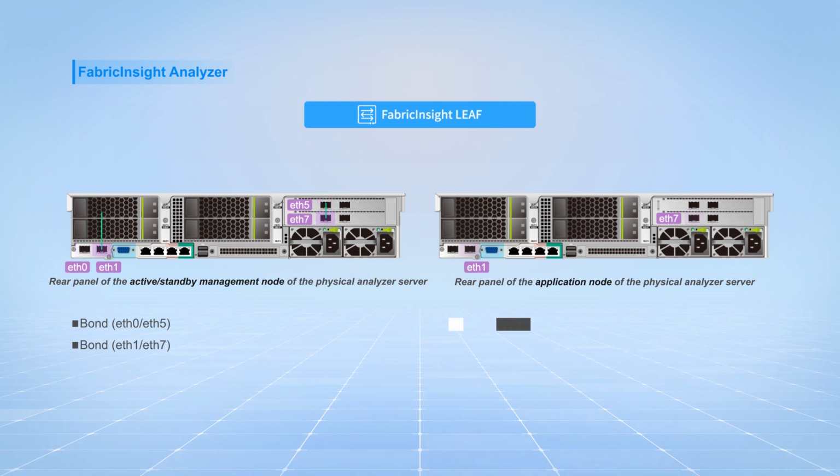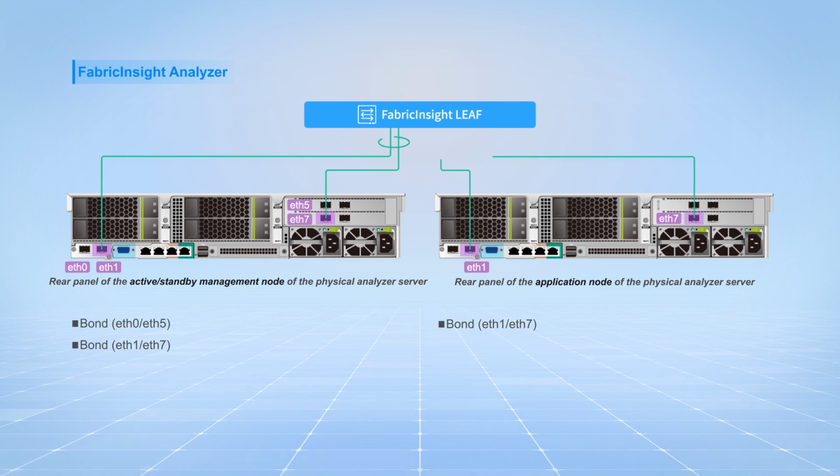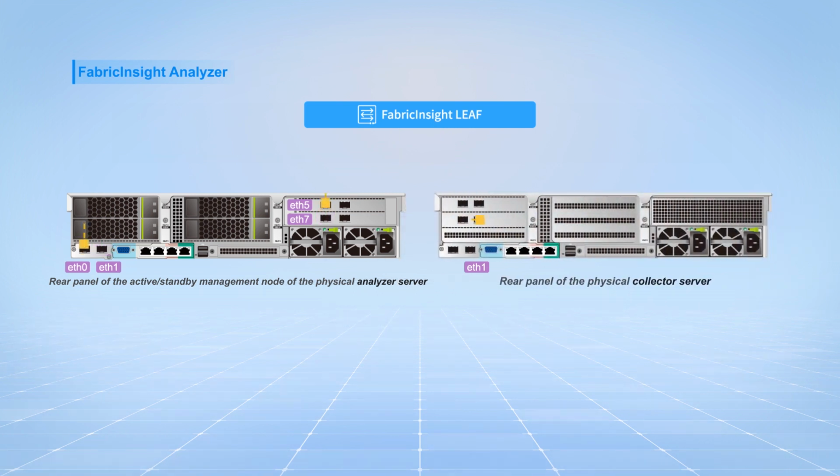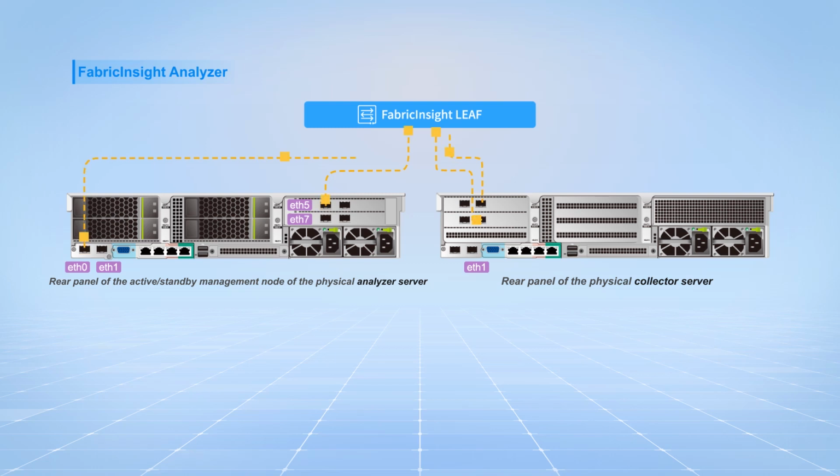Bond, Ethernet 1, Ethernet 7. This bond exists on the active and standby management nodes and application nodes and is used to receive data from the collector and is used for internal data communication between analyzer nodes. If a port in a port group is faulty, services carried on the port group are not affected.